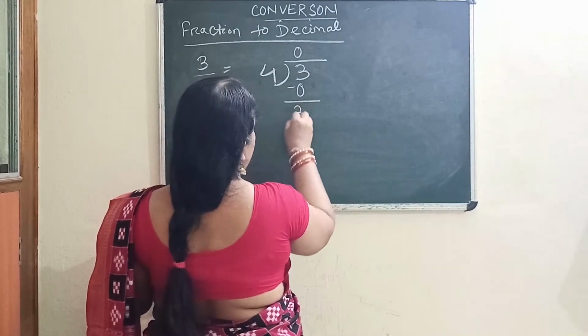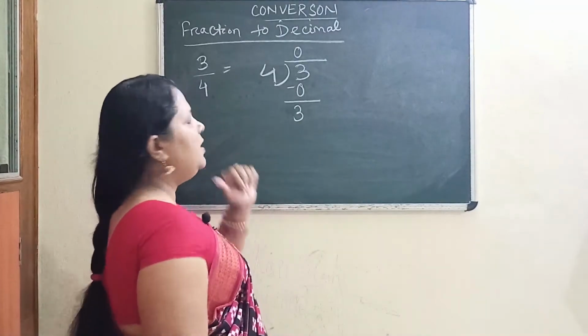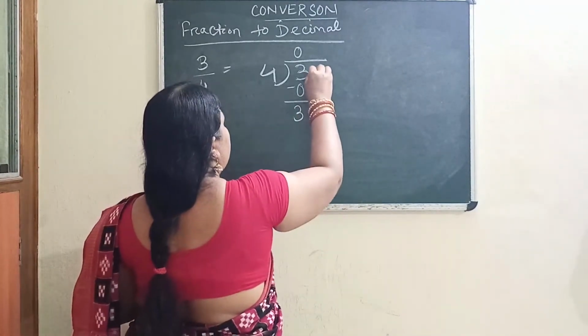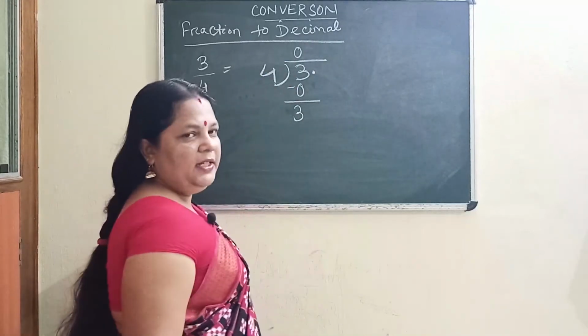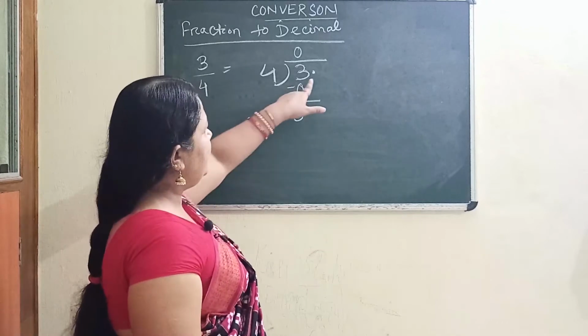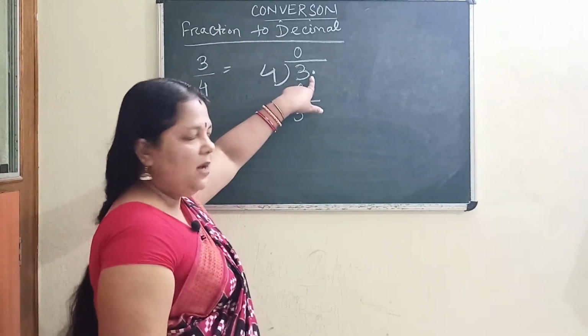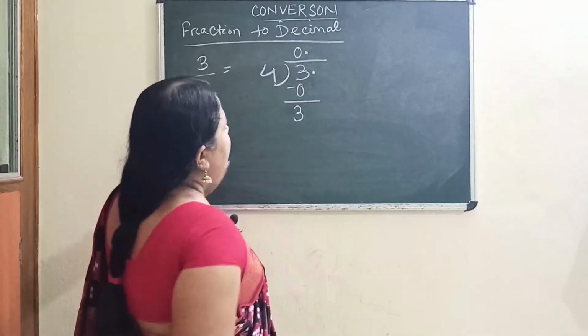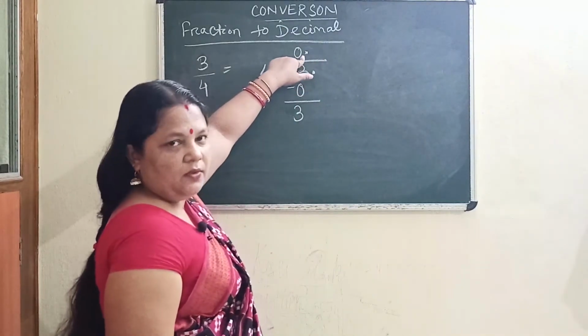Then it's coming again 3. The same condition. So what to do, children? Here you have to put one decimal point in the dividend. Remember this. Where you will put? In the dividend you have to put one decimal point, and as well as you have to put the same place in the quotient also.